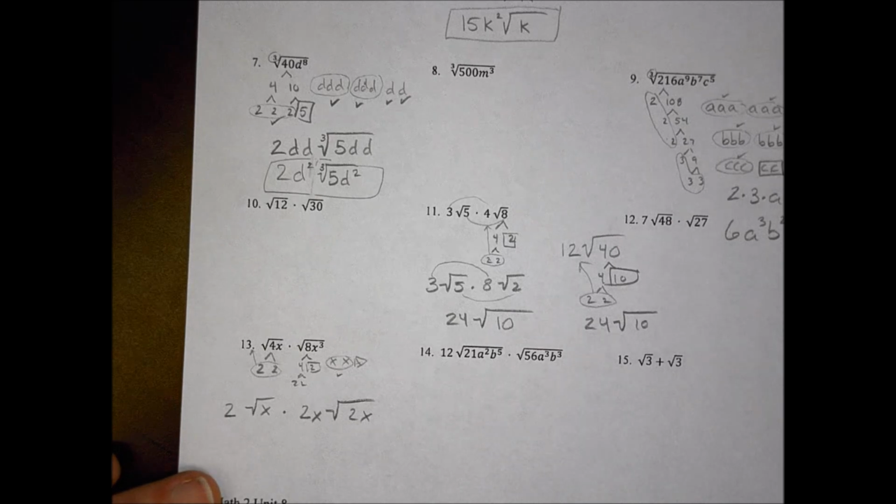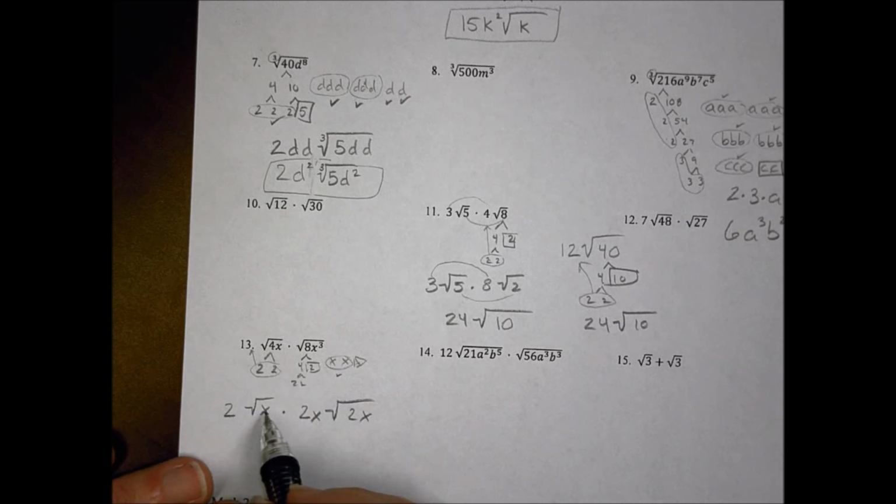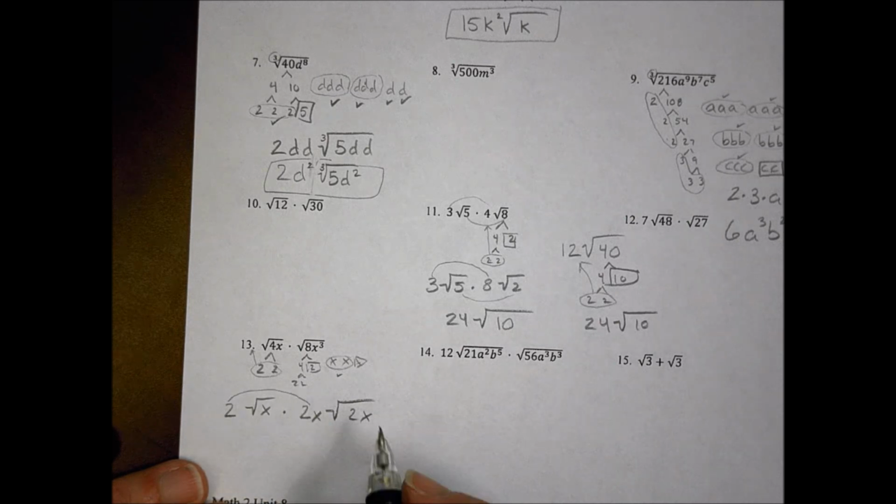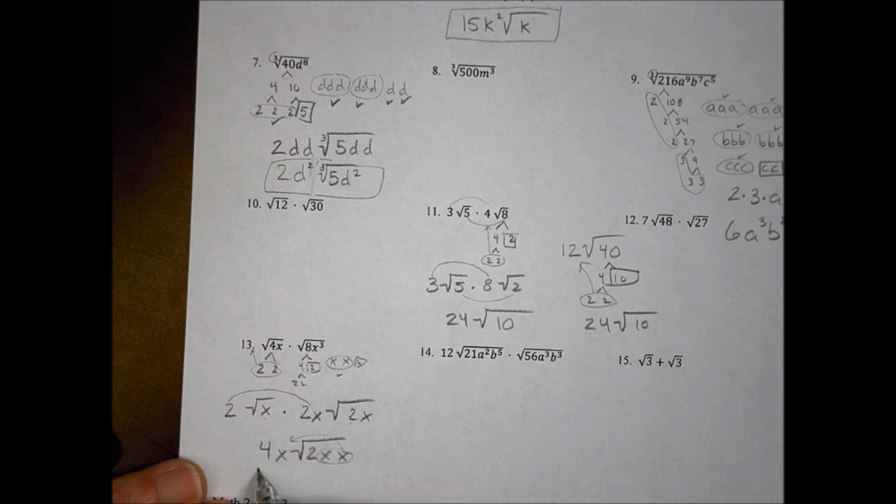So far, if I break this apart, I have 2 square root of x times 2x square root of 2x. Now I'm going to multiply the outside part. 2 times 2x becomes 4x, and I multiply the inside parts. I have 2x and another x, x, and 2. Here comes a partner, which means I need to push this to the outside. So that becomes 4 times x, square root of 2. And x times x is x squared, so we have 4x squared root 2. That's how that works.